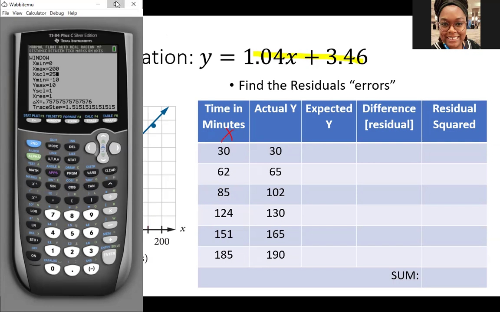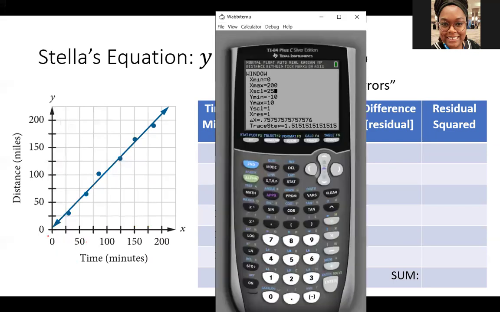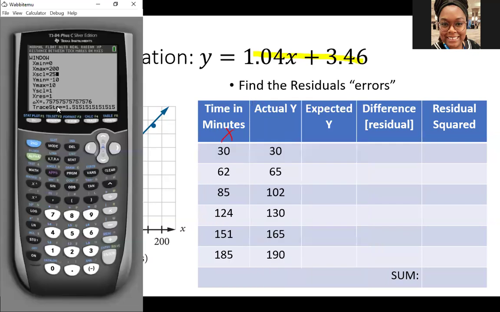Do you guys see what I mean when I say look at the graph? So looking at Stella's graph, you can see she goes from 0 to 200, and she's counting by 25. So you see what I mean? And on the y-axis, she's going from 0 to 200, and she's counting by 25s. And that is what I'm telling my calculator to do. So x is set in. On the y, I'm going to go from 0 to 200, and I'm going to count by 25.